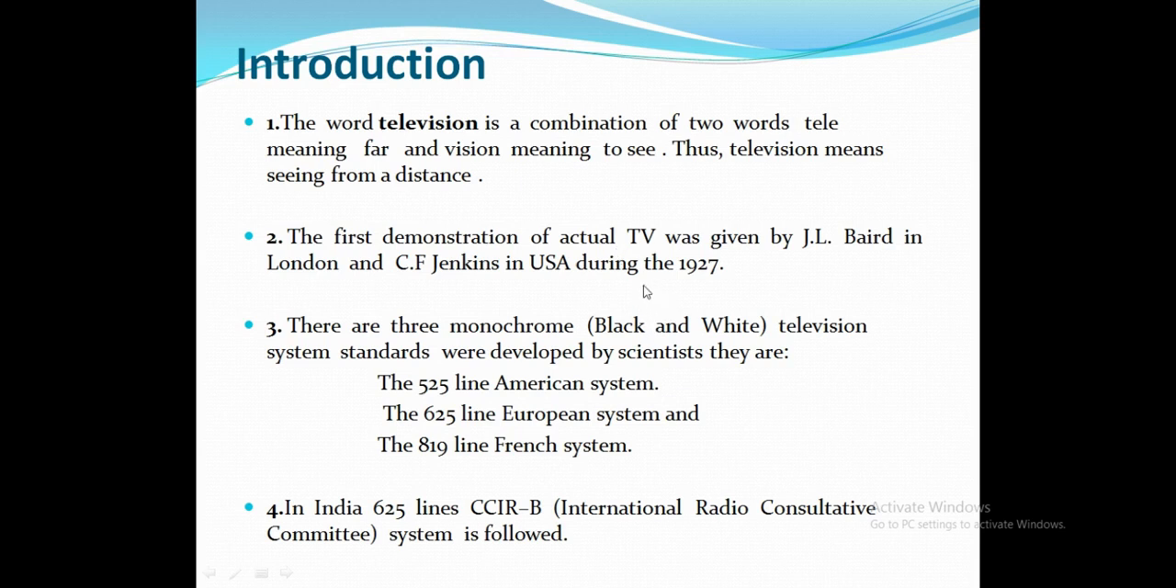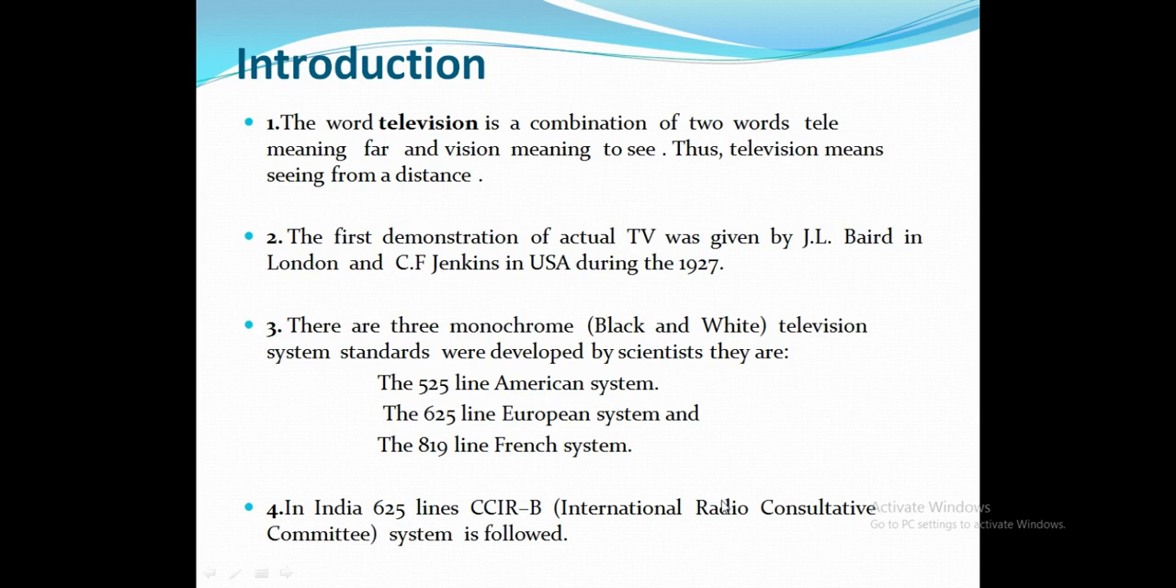The first demonstration of actual TV was given by J.L. Baird in London and C.F. Jenkins in the USA in the year 1927.